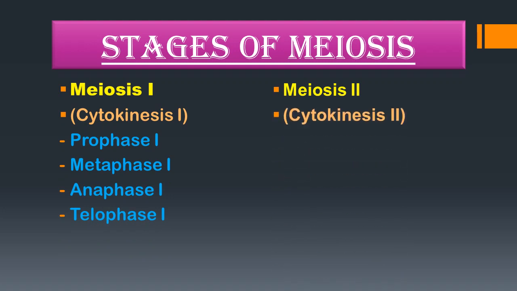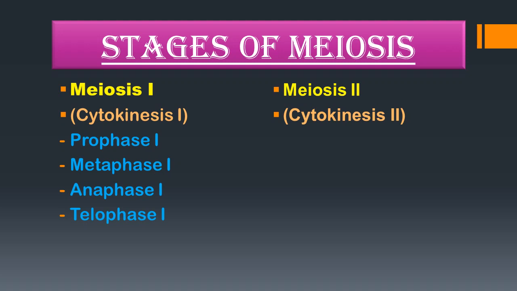Whereas similarly meiosis 2 also continues with cytokinesis 2. In meiosis 1, 2 haploid cells are formed, and the 2 haploid cells which are produced through meiosis 1 will undergo meiosis 2. And here also cytokinesis 2 will happen.